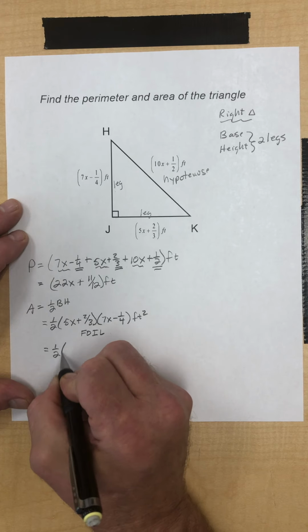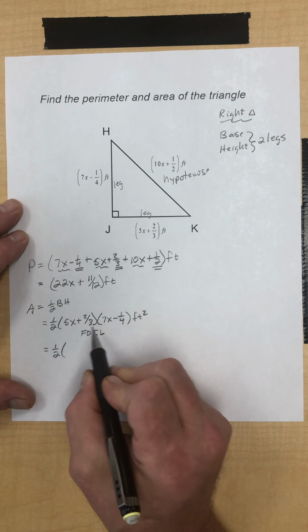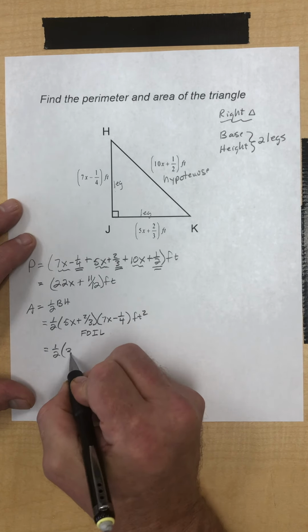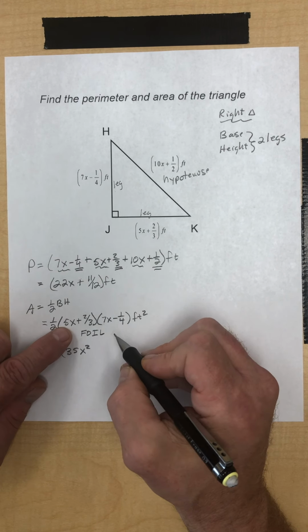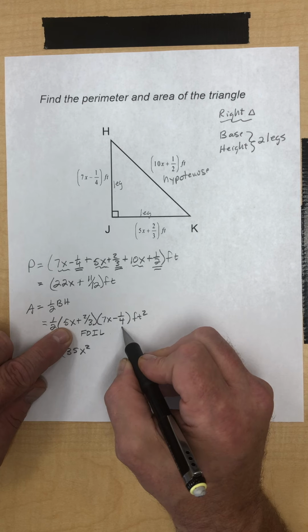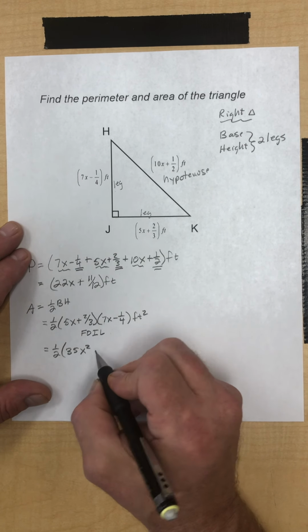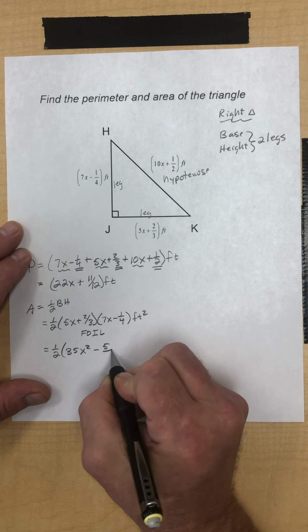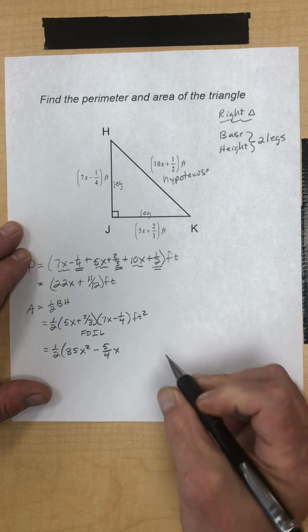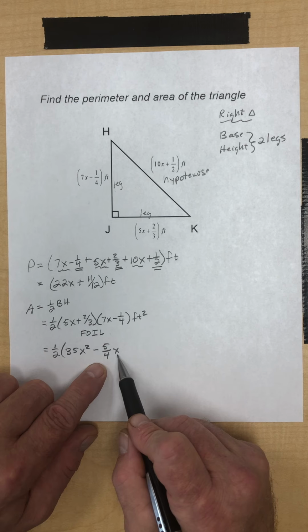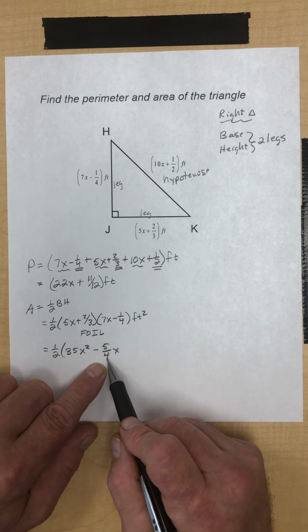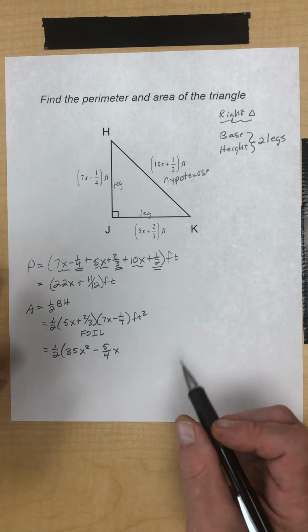Here's the 1/2. Okay, so if I go 5x times 7x, that's 35x squared. And if I go outside times outside, so 5x times negative 1/4 would be negative 5/4 x. Now you see how I leave that as an improper fraction. Variables like fractions. They don't like mixed numbers. So I would not write that as negative 1 1/4. I'd leave it as negative 5/4.